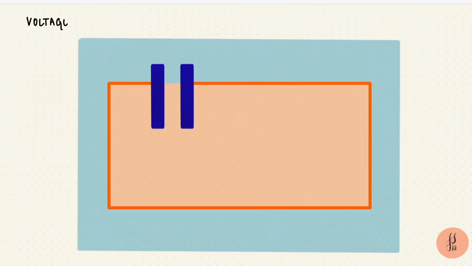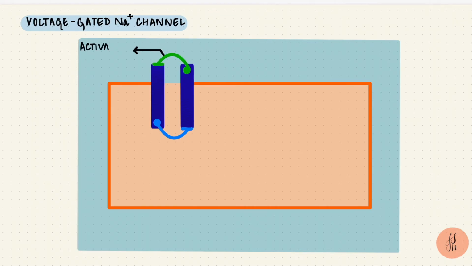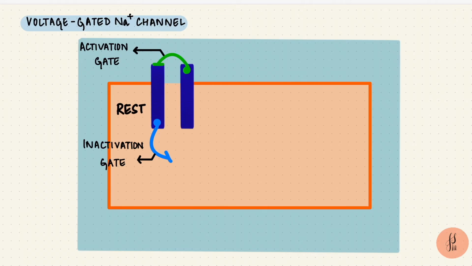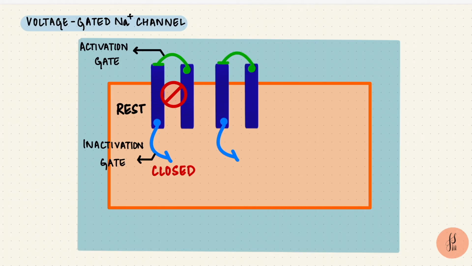Let's take the voltage-gated sodium channel first. This channel has 2 gates. The one on the outside is called the activation gate, and the one inside is the inactivation gate. These gates open and close during the action potential. At rest, the activation gate is closed and the inactivation gate is open. So ions can't pass through. These are closed channels. When the activation gate opens, the channel is in an open state. Now ions can pass through.